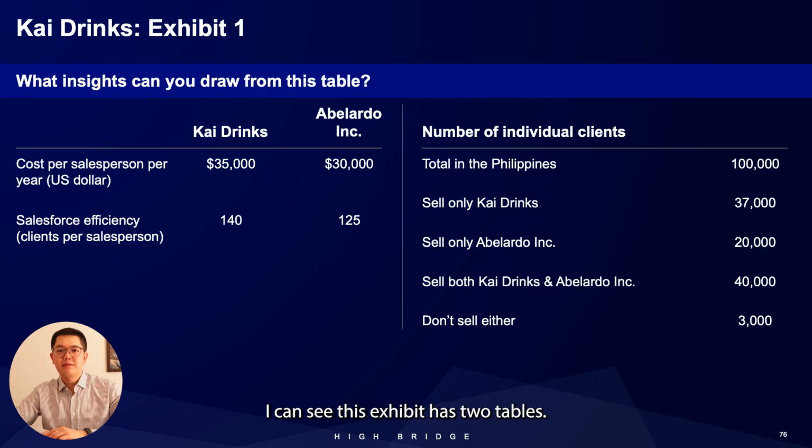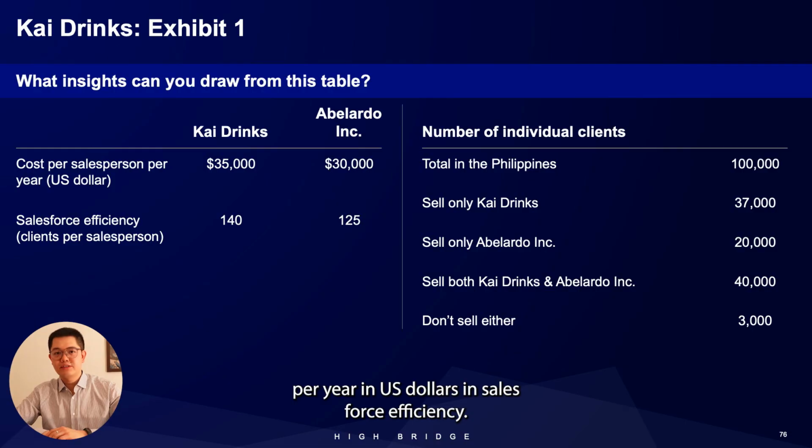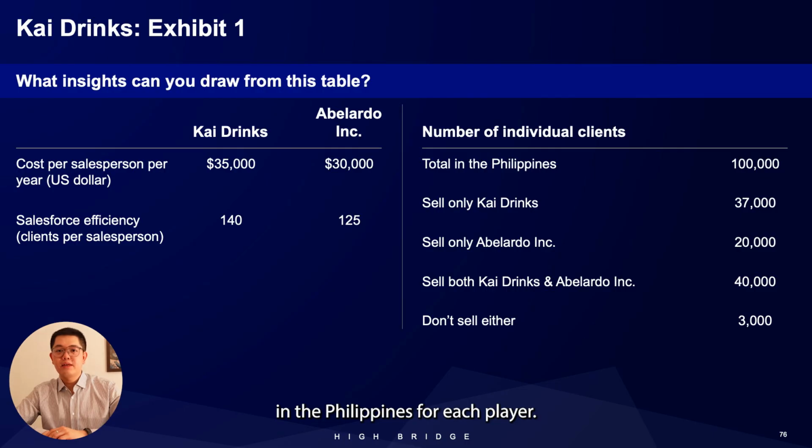I can see this exhibit has two tables. The left table compares the two companies' cost per salesperson per year in US dollars and sales force efficiency. The right table shows the breakdown of the total number of clients in the Philippines for each player. I assume individual clients refer to the wholesalers we sell to. Is that correct? Yes. Good.